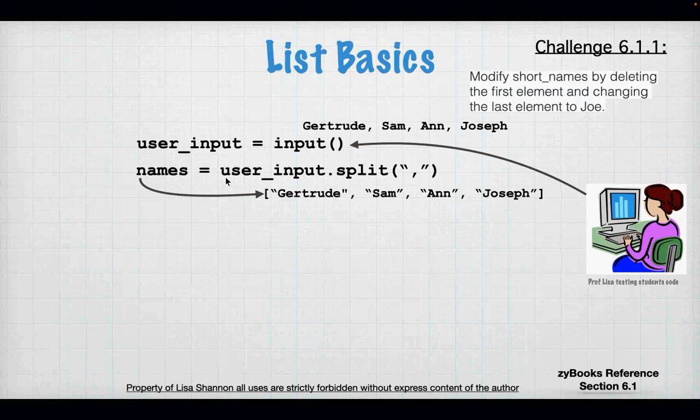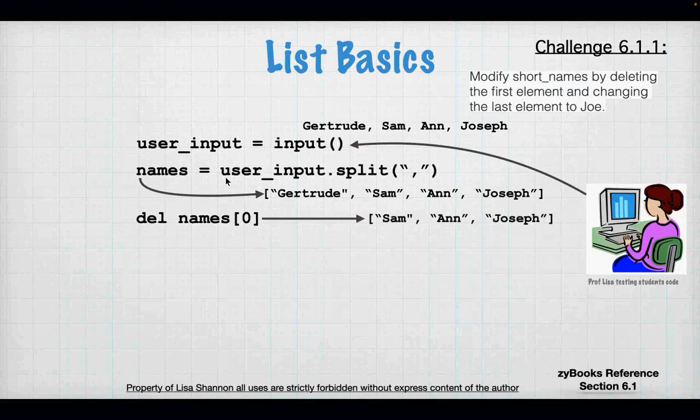So when I use the split function on my input, I get a list: Gertrude, Sam, and Joseph. So I'm going to delete the first name, which is what it says here, deleting the first element and changing the last element to Joe. So when I delete the first element, my list shrinks. It's now Sam, Ann, and Joseph.